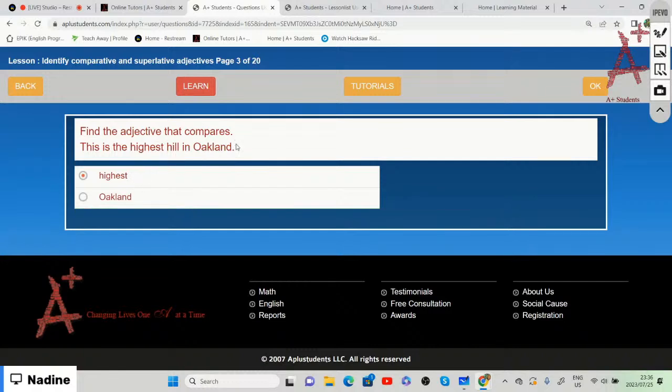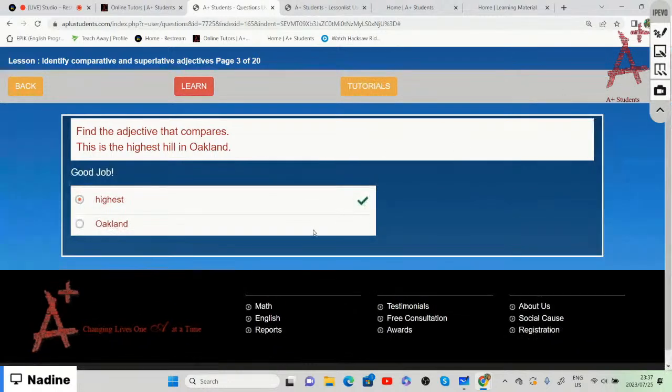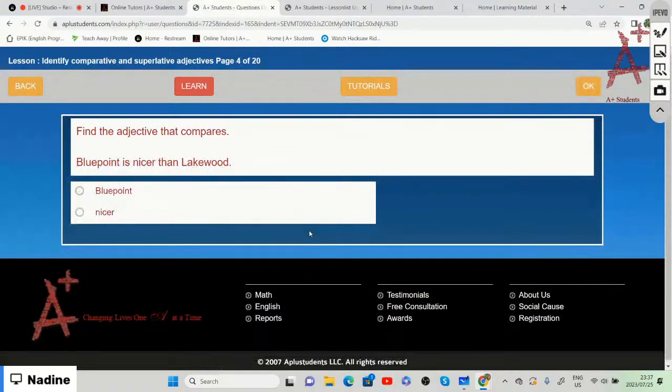And remember we said superlative adjectives compare two or more people, places, animals, or things, right? And they also end in EST. So highest in Oakland. If you have that, then well done. All right. We need to find the adjective that compares.